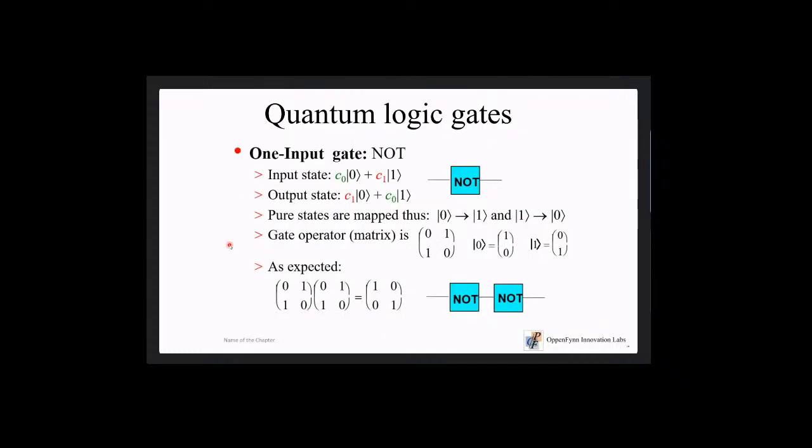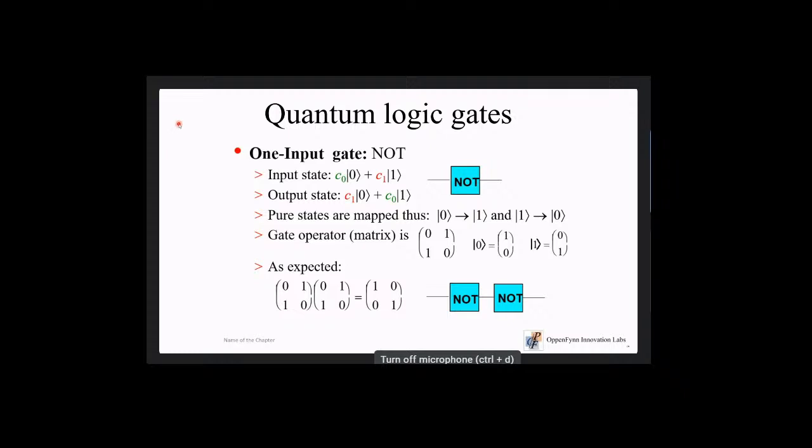So the next topic is quantum logic gates. Like I said, just like you have classical logic gates, AND, OR, NOT gates, you have quantum logic gates as well. But there's a little difference in the way these logic gates work, and I'll go through it again, slowly and step by step.